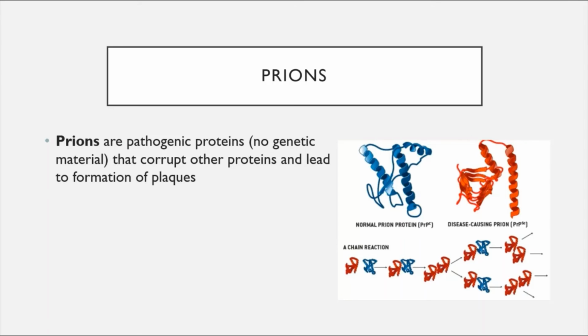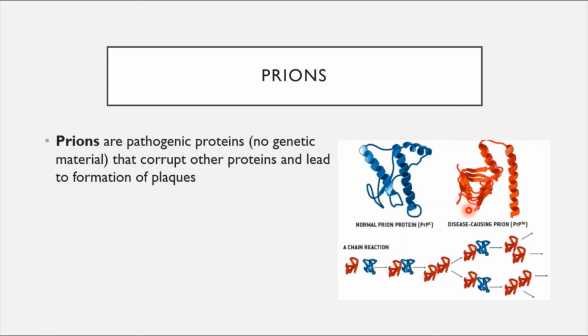Lastly, we have prions. Whereas viroids and virusoids are the genetic material without the protein component of a virus, prions are the protein without any genetic material. These are pathogenic proteins capable of corrupting other proteins and leading to the formation of plaques.